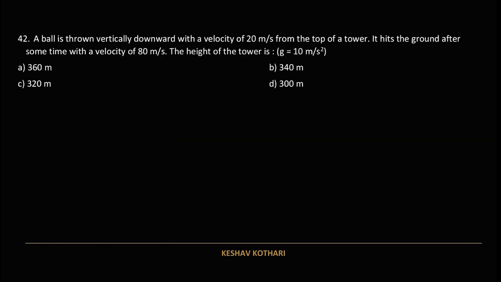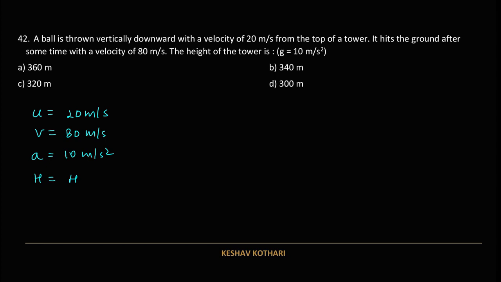A stone is thrown vertically downward with a velocity of 20 meter per second, that is, initial velocity u is equal to 20 meter per second, from the top of a tower, and it hits the ground after some time with a velocity equal to 80 meter per second, which is the final velocity. Taking g as 10 meter per second square, we are asked to calculate the height of the tower, that is h.